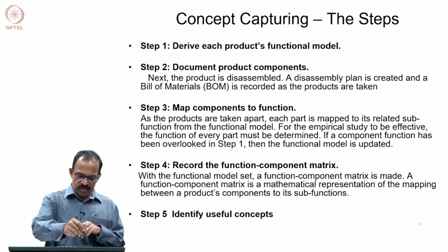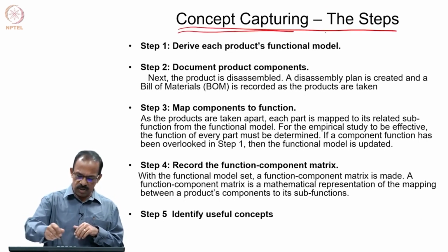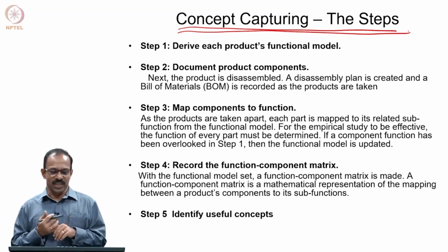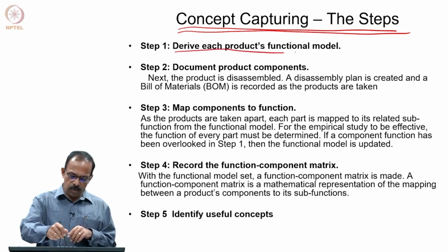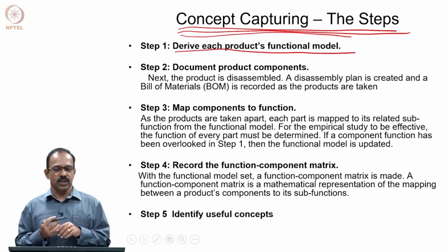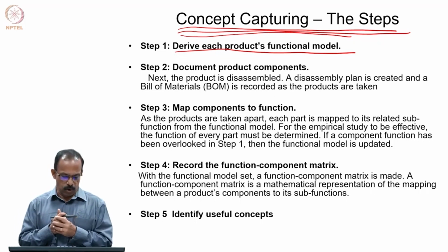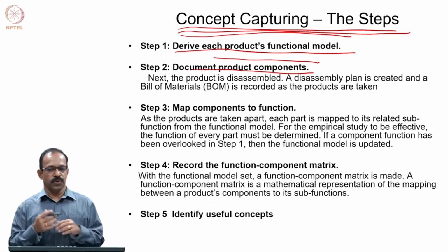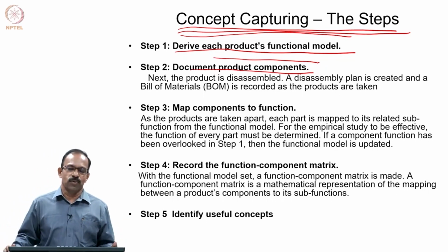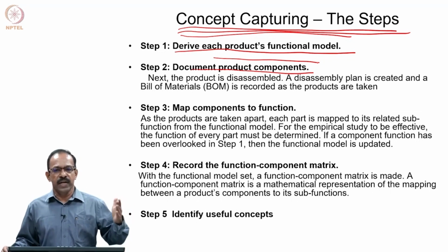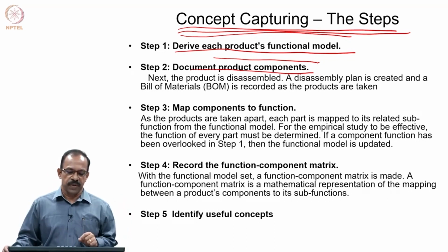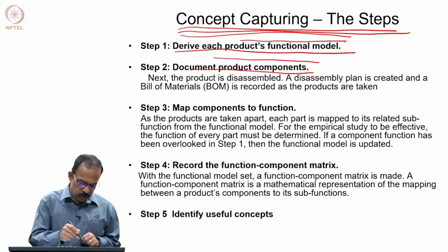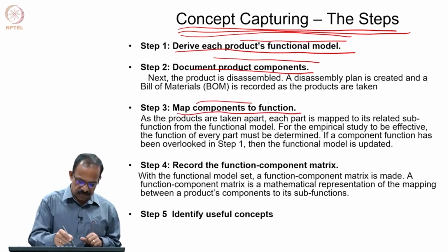So, what we do, this is the concept capturing stage. If you want to capture the concepts from the product, you need to open up the product and then try to understand. Then you derive each product's functional model. Once you have a product, you can derive a functional model of that product, and then you document the product components by opening up the product. So, when you get a product, you open it up and then identify different components within it. And since you have a functional model already developed for that product, you will be able to map the components to function.